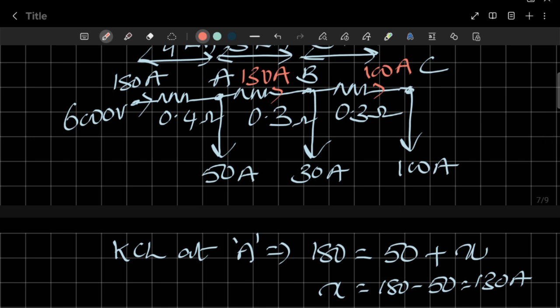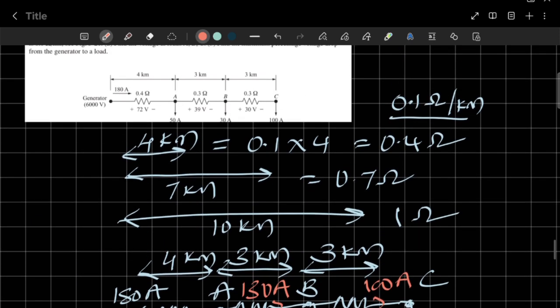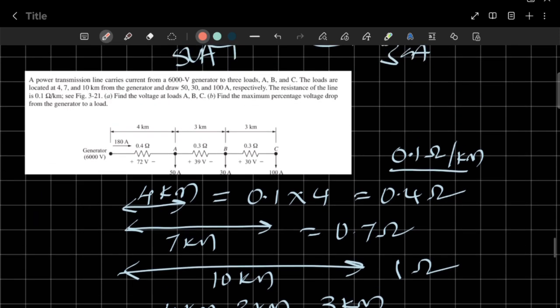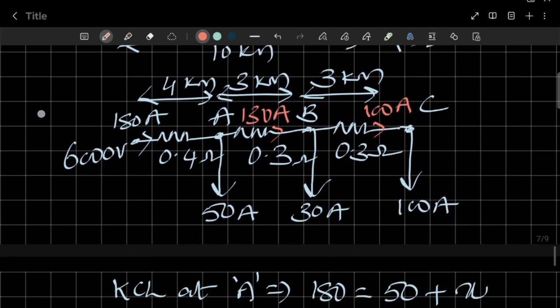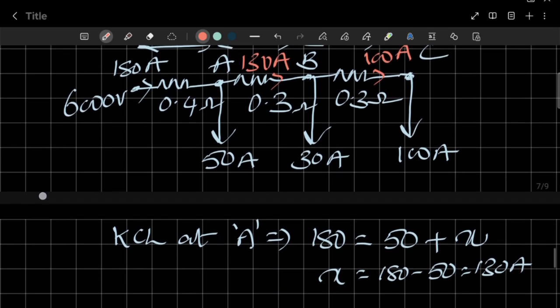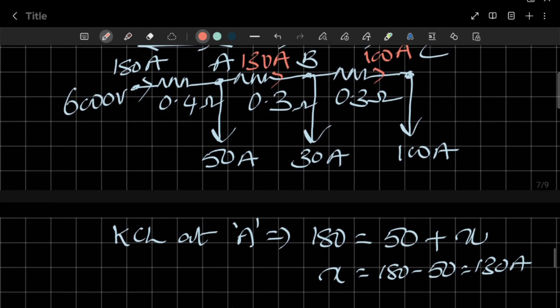But actually what we need to calculate, if you see the question, is to find the voltage at loads A, B, C. Okay, at loads ABC we have to calculate the voltages. Now we got all the currents. When you know all the currents, how to calculate the voltage? First you try to calculate the voltage across the 0.4, the voltage across the 0.3, and the voltage across the other 0.3.